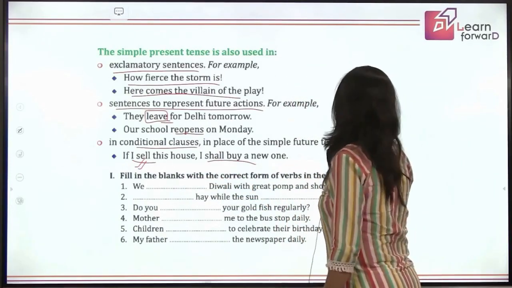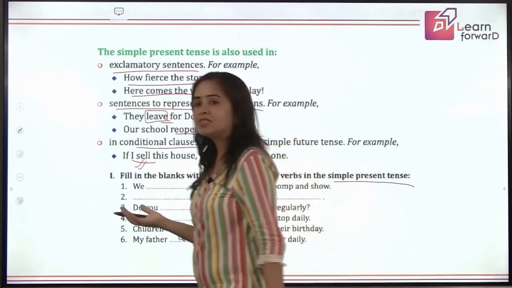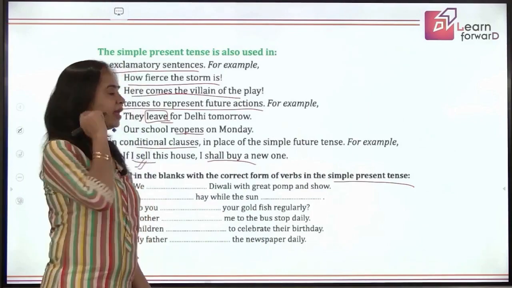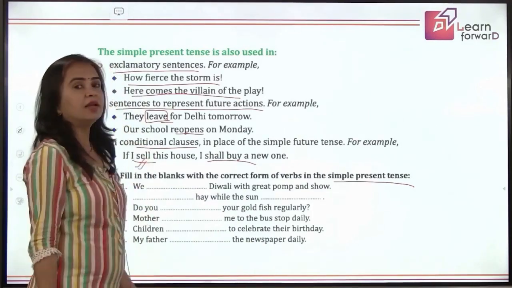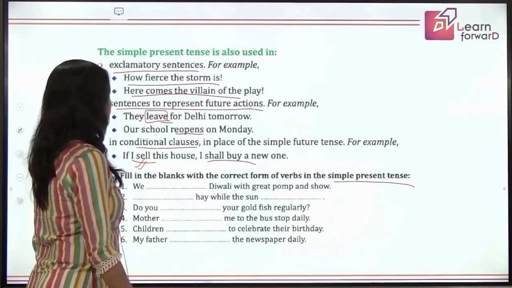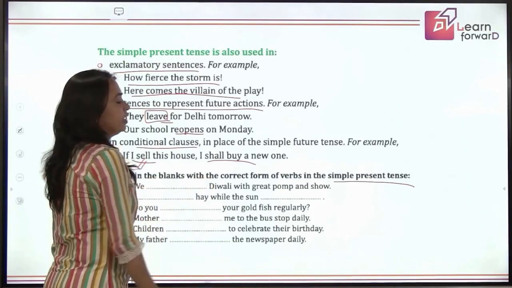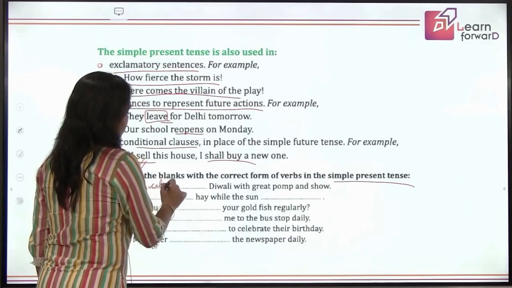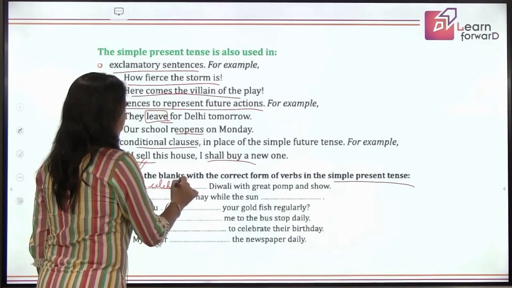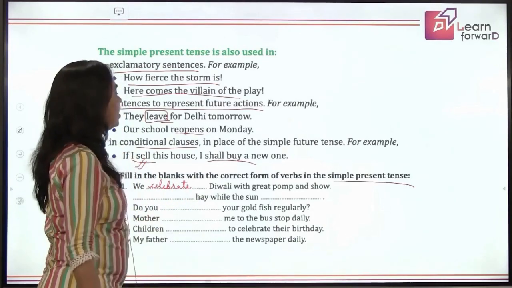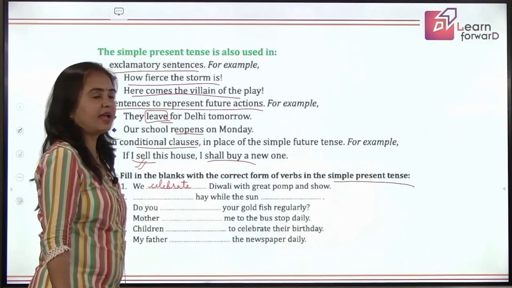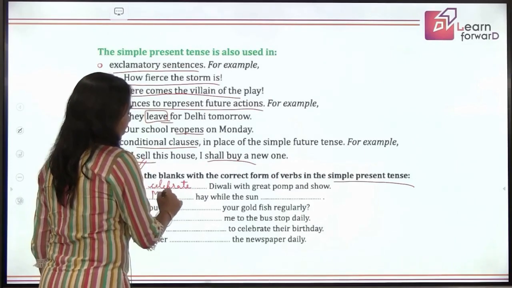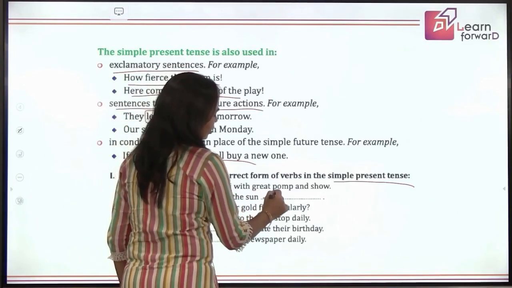So what do you mean by correct form of verb in simple present tense? Just see whether the subject is singular or plural, and accordingly you will use the S or ES or you will not. We dash Diwali with great pomp and show. What do you do? Celebrate. Yes, because we is plural, so no S or ES with the verb. Dash hay while the sun dash. Make hay. This is like an imperative. Make hay while the sun shines.